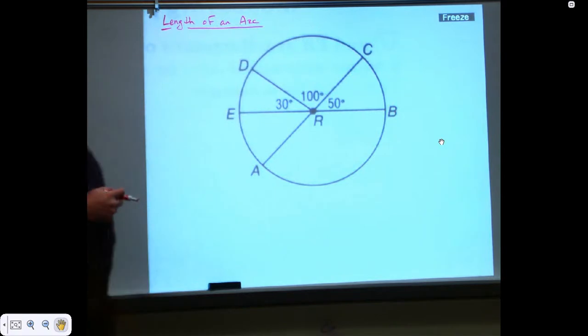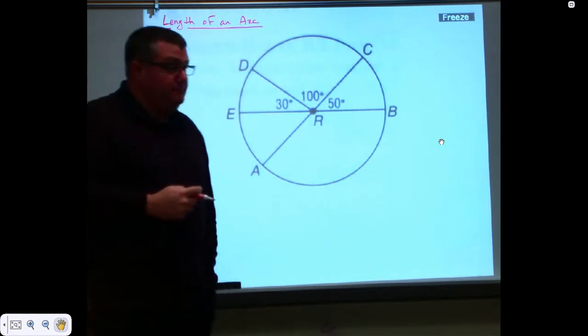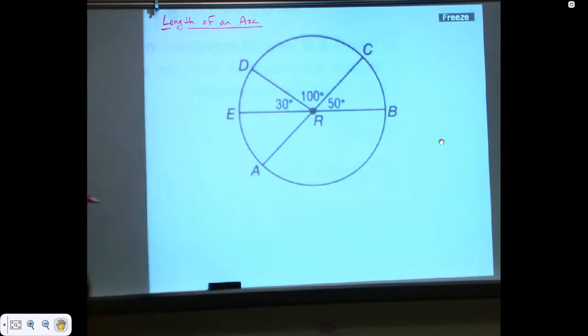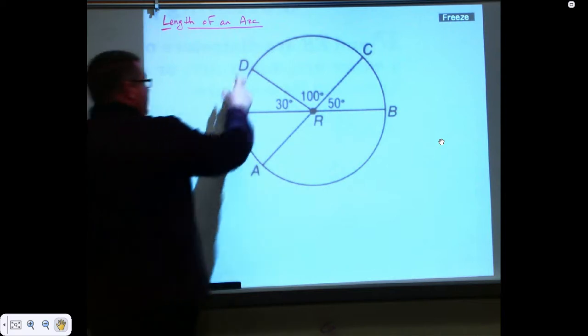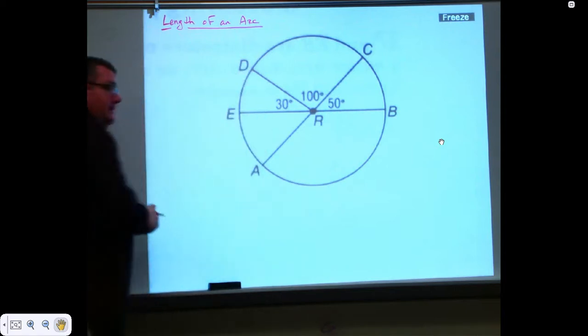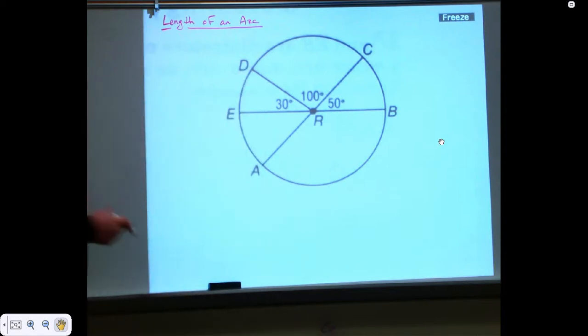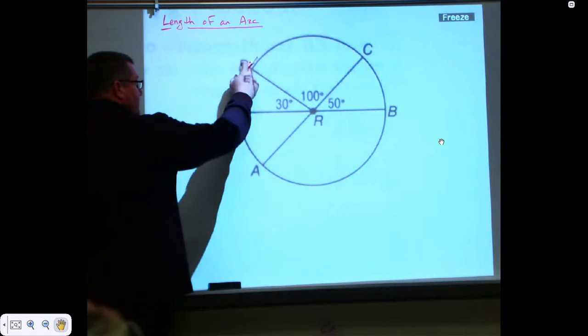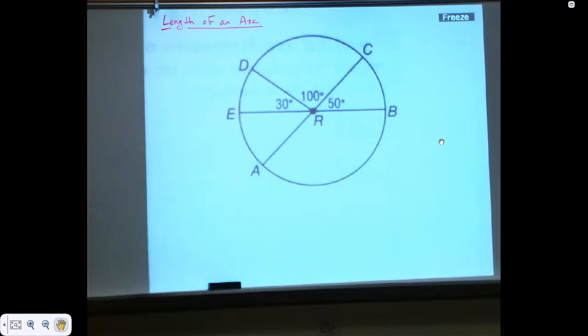Now, here's where it'll help you. Measure is always in degrees, right? Length is always how far you go somewhere, right? How far you would walk. If I said the length from E to D, I'm not asking for degrees. I'm asking how far did you go if you walk from E to D along the outside of this circle. Does anybody know how we find that measure?